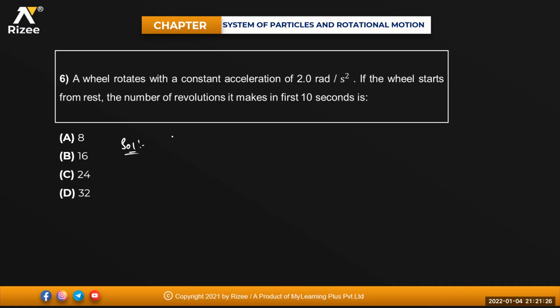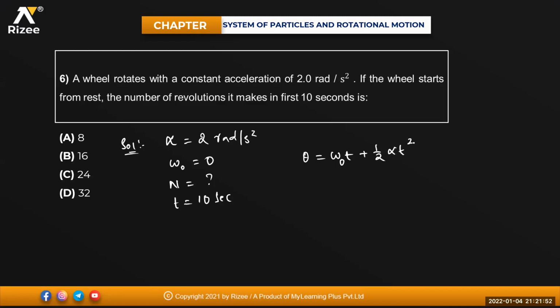The wheel rotates with a constant acceleration. That means alpha. Alpha value is given how much for me? 2 radians per second square. If it starts from the rest, that means omega naught is equals to 0. The number of revolutions made, n, is equals to how much, in time t is equals to 10 seconds. So you can use the relation theta is equals to omega naught into t plus half into alpha into t square. So number of revolutions means what beta?